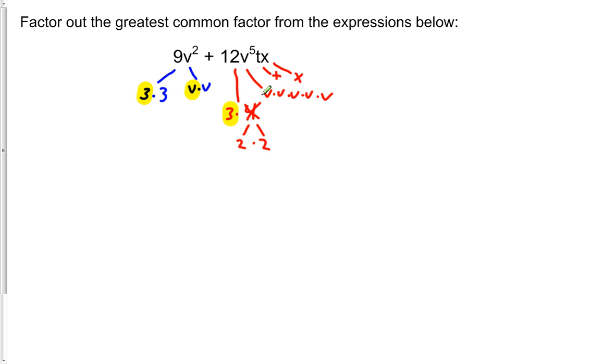Look at the variables, they both have a v, they both have a second v. But other than that, all the other ones are different between them. So to find the greatest common factor, you simply multiply all of those common ones together. So 3 times v times v, and that's going to be equal to 3v squared. So the greatest common factor here is 3v squared. Let's do another example.